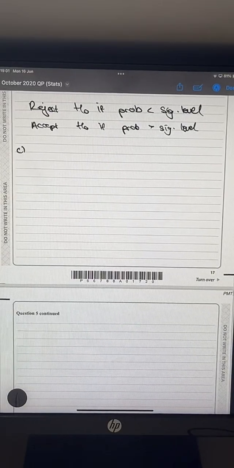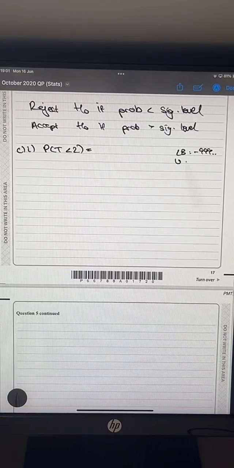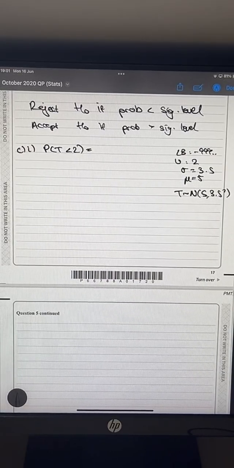So for C, I'm just going to say the probability that T is less than 2. I just put the values into my calculator. The lower bound would be negative 999 and so on. The upper would be 2. That would be 3.5, and my mu would be 5 from the question, because T is normally distributed with mean 5 and 3.5 squared for reference. You put that in the calculator, you get 0.1957 to 4 dp. Nice one marker again, basically what you did in part A.